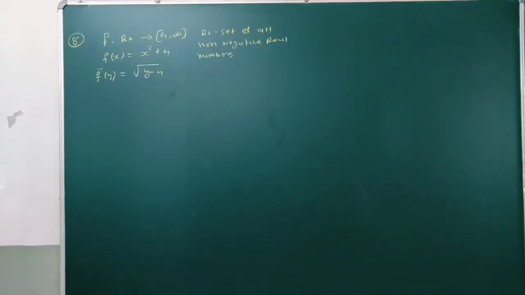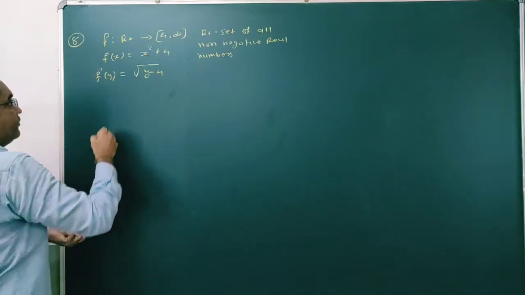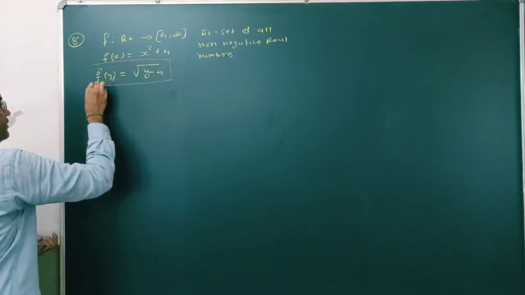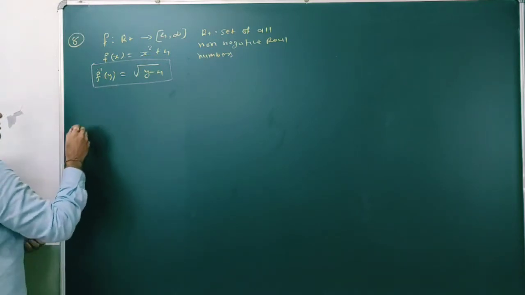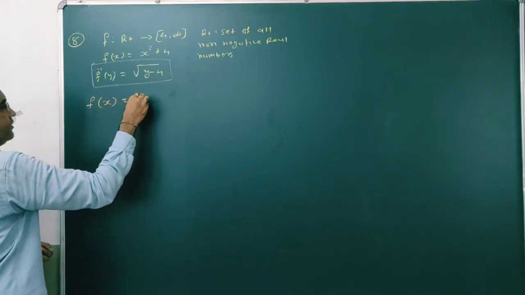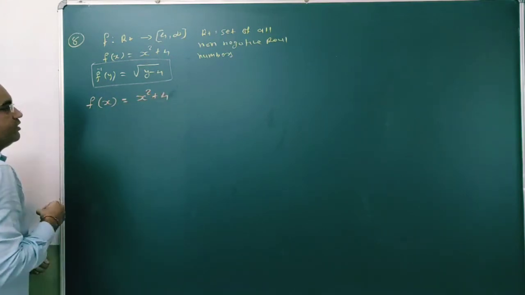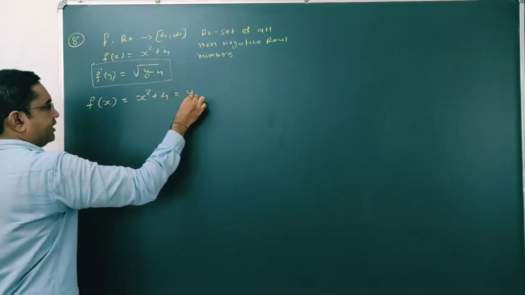Okay, students. Now, question number 8. We have to find the inverse of this given function. We have to prove the inverse of this function is this one. Done? So, the first step to find the inverse of any function: suppose the function f of x is x square plus 4. We have to find another function in terms of y.